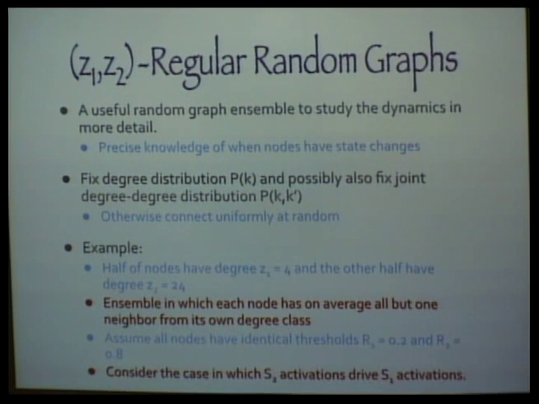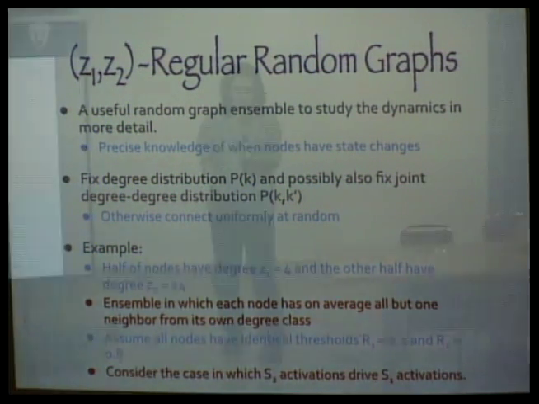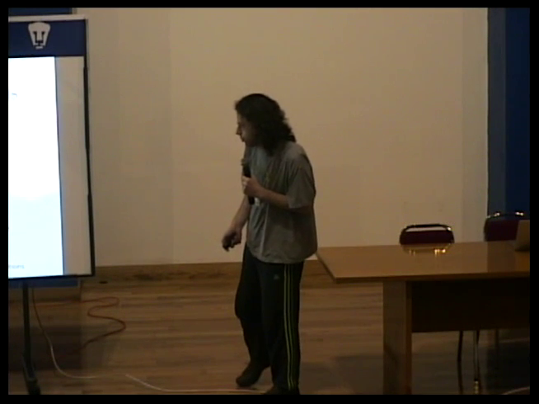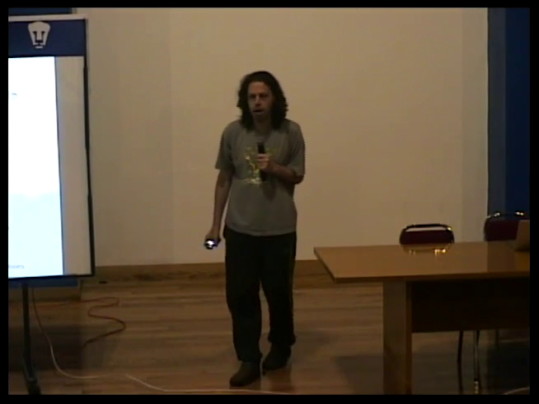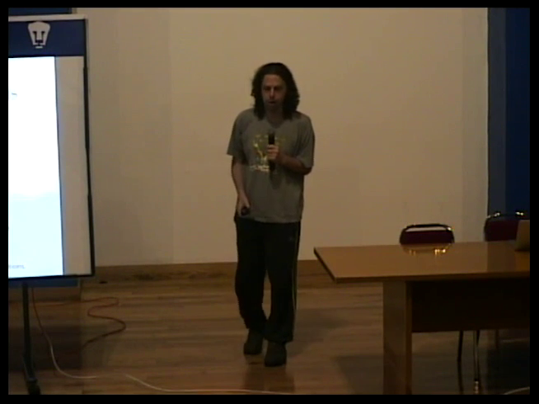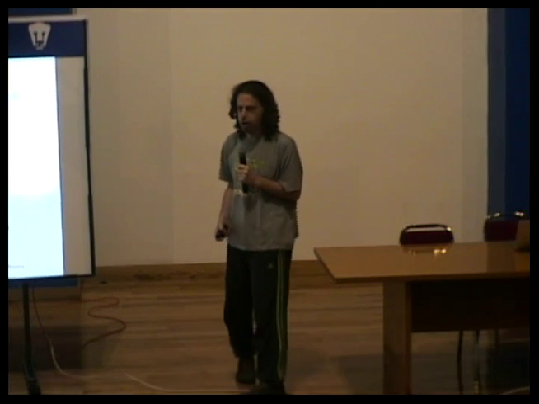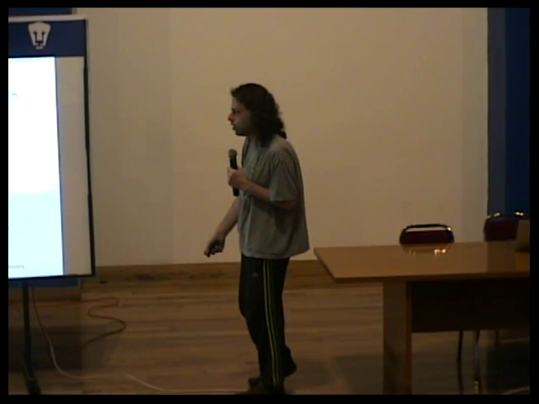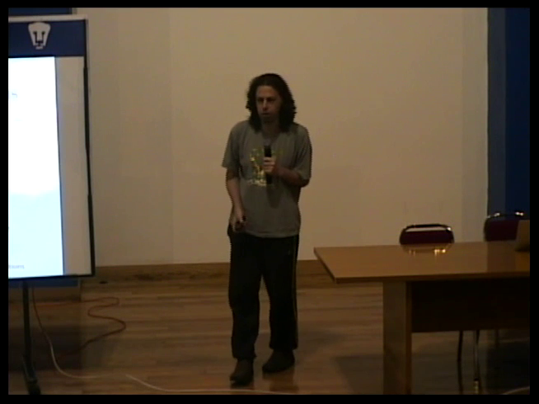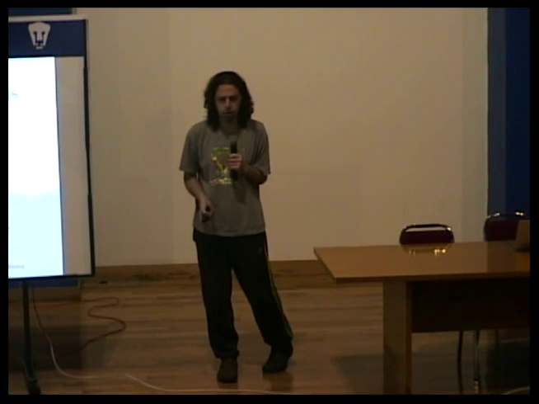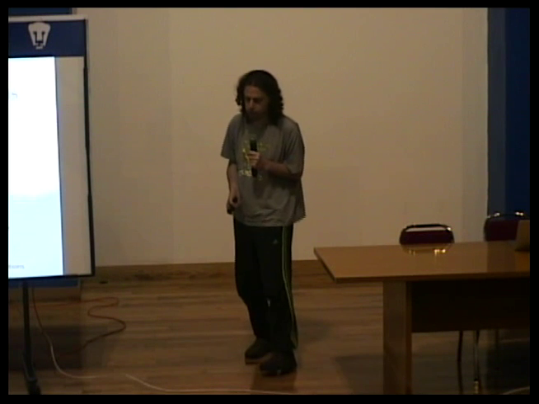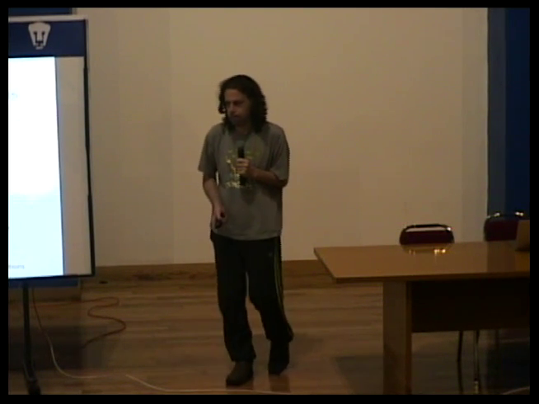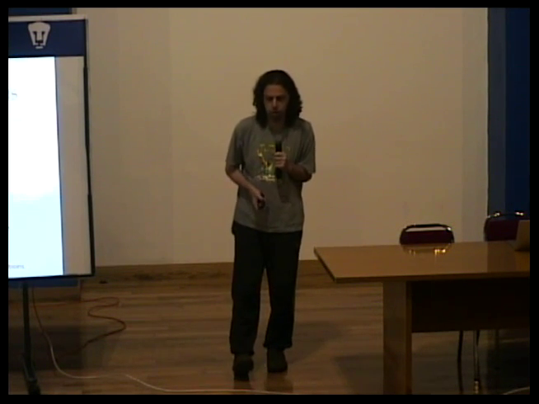And then I will specify also the relative fraction of each. So I might specify that there's 1/3 Z1 and 2/3 Z2, or in this case, half Z1 and half Z2. And in some models, I will specify how often they're connected to each other in a joint distribution. In some models, I will not. So fixing the degree distribution will amount to fixing the fraction of nodes of each type, but not fixing how often they're connected to nodes of their own type or nodes of other types.